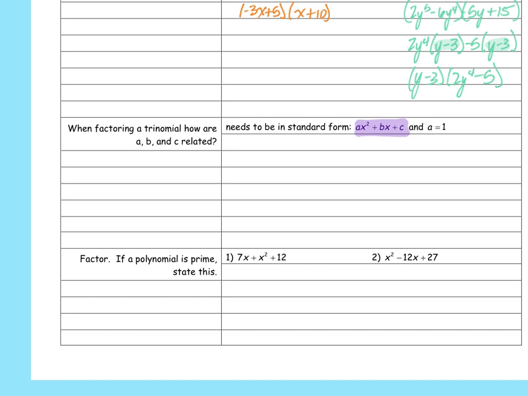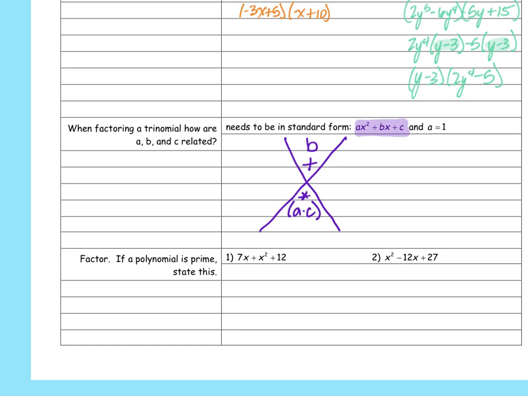I use this little graphic organizer to think about it, and it makes it a little easier, I guess. But you guys have seen the x before. I need 2 numbers that add to be b and multiply to be a times c. Now when a is 1, it just has to multiply to be c because 1 times c is just c. I put the definitions as a times c because a is not always 1.